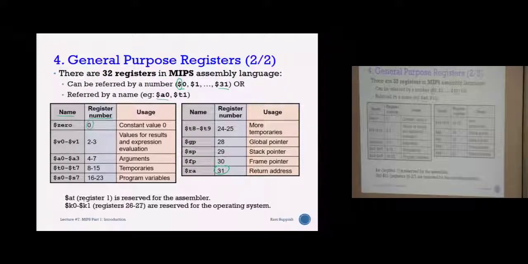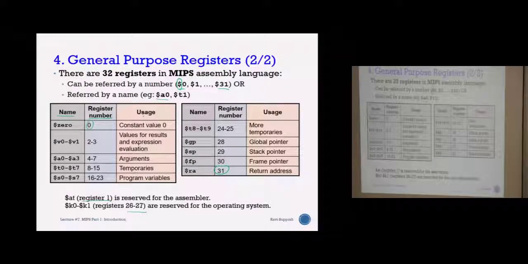Register 1 is not mentioned here because it is reserved for the assembler. And registers 26 to 27 are also not mentioned here because they are reserved for the operating system. So the rest of the registers are there for you to use.